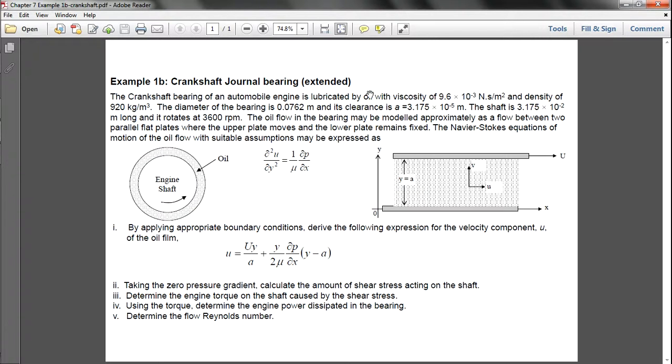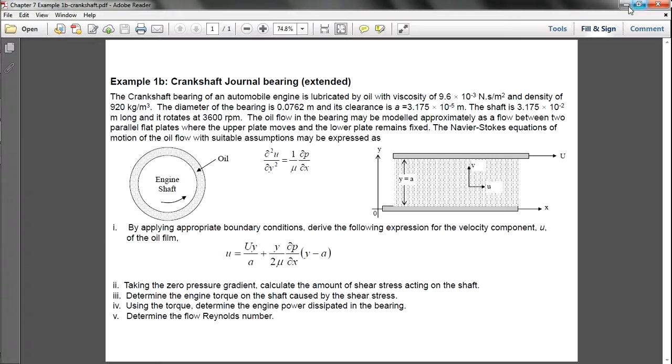So if you remember, this is the engine shaft, and then you have a layer of oil, okay? And then the density of it is actually 920 kg per meter cube. And then the diameter of the bearing, the diameter of this is actually 0.0762 meter. Okay, and then I think the bearing is this one, from this point to this point.